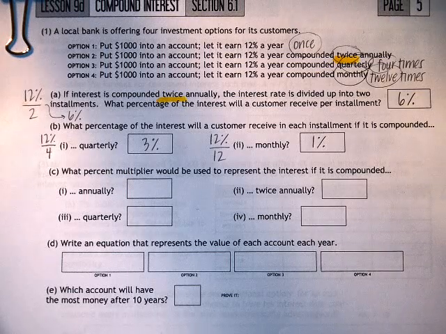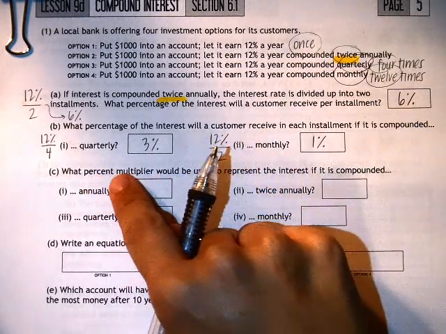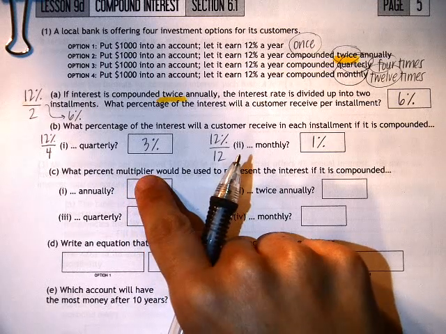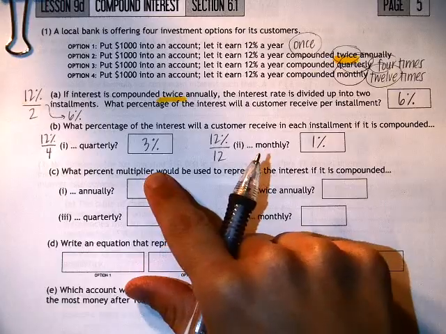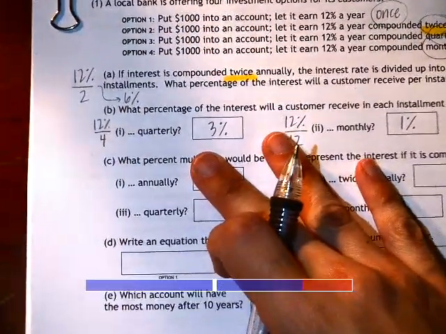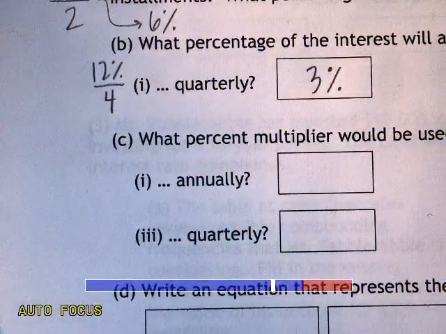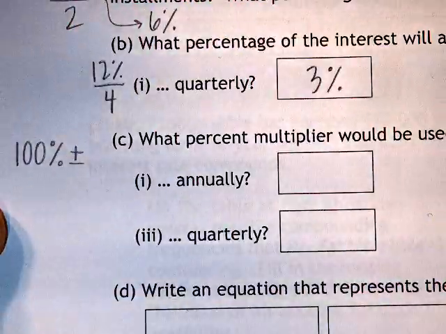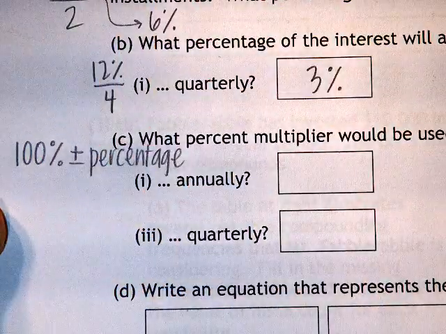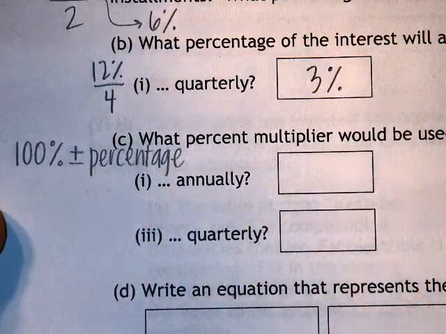For part C, this is where I mentioned understanding that percent multiplier lesson is going to make a really big difference, because percent multipliers was really something that we learned in the previous chapter, and I just want to take a quick second to recap what that means. Percent multipliers means that we take 100% plus or minus whatever percentage they're going to give us. And then we have to convert that number to a decimal.